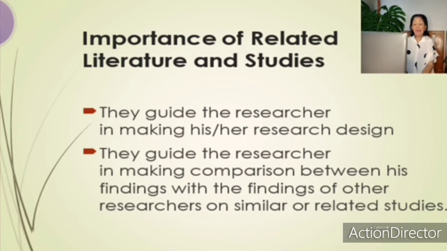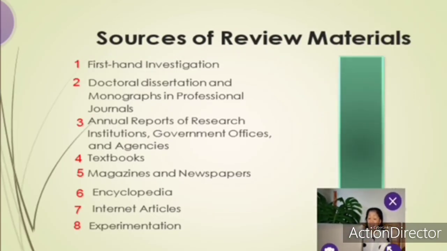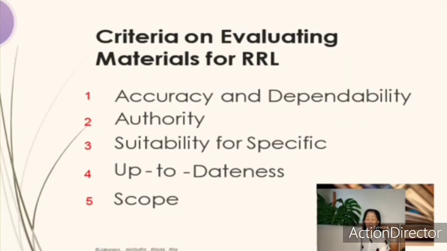What are the sources of review material? First-hand investigation, doctoral dissertations, and monographs in professional magazines. Let's include the thesis, annual reports of research institutions, government offices, and agencies. The textbooks or your books, they are a big help to you. Magazines, newspapers, encyclopedia, internet articles, which you usually do in your Google, and then experimentation.